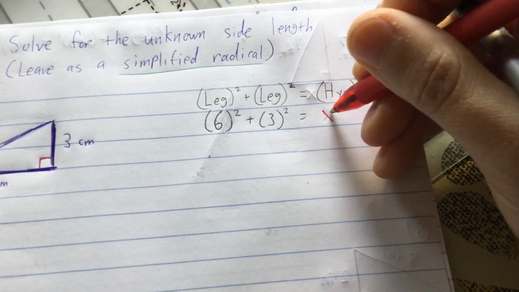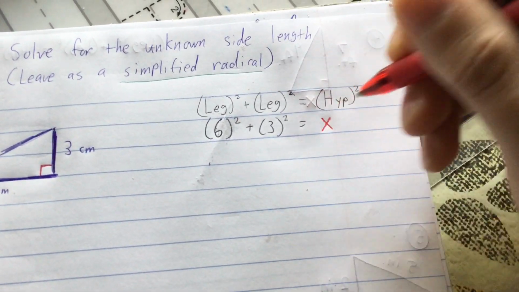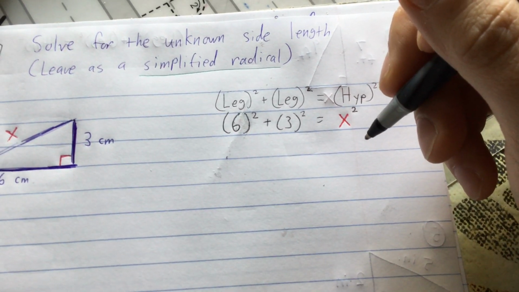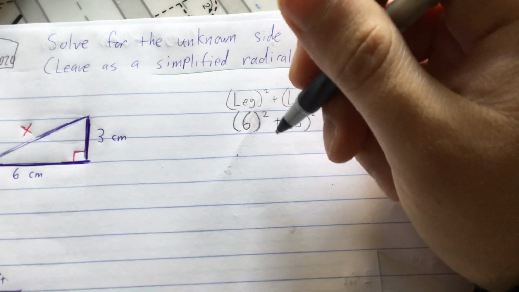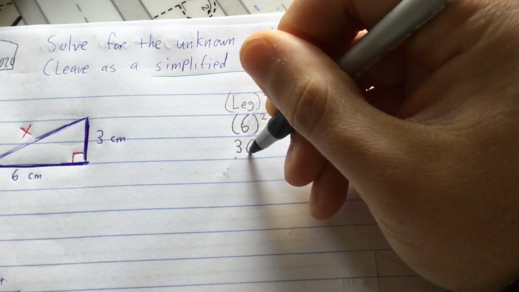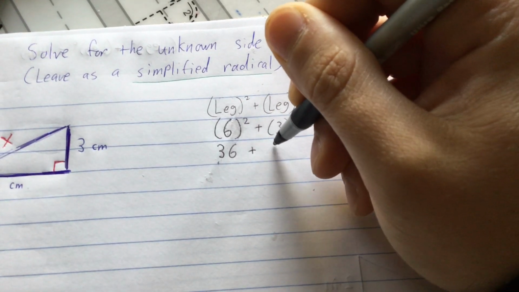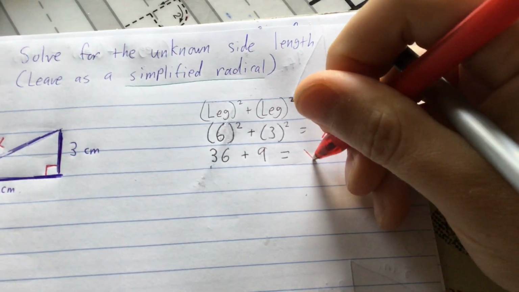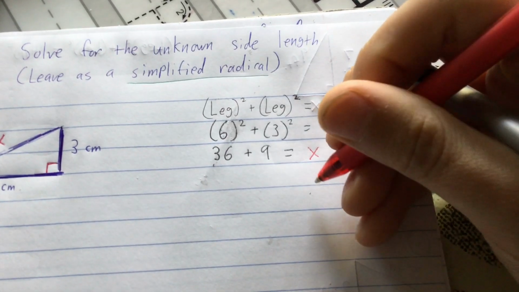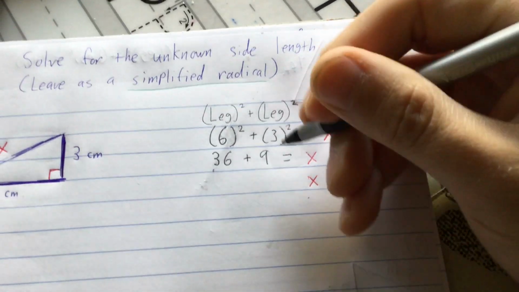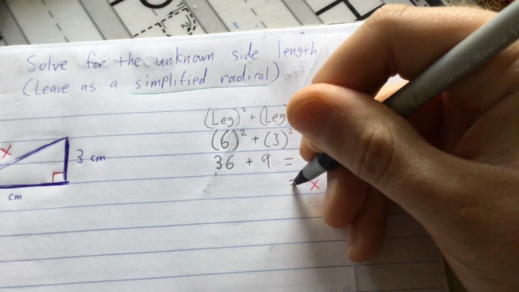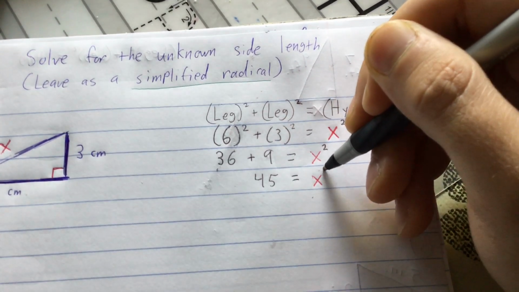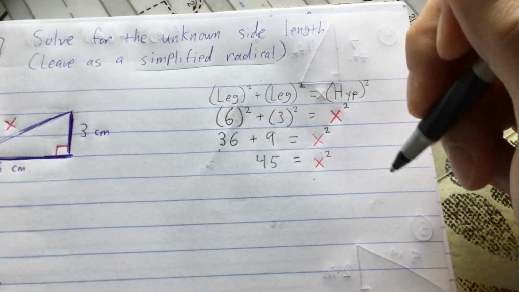I don't have to do that much algebra. Come on, red pen, work. There we go. I don't have to do any subtraction on both sides to get the x isolated, so I'm really happy about that. 6 squared is 36. 3 squared is 9. And x squared is just still x squared. Okay? So now I've got x squared. 36 plus 9 is 45. So x squared equals 45.